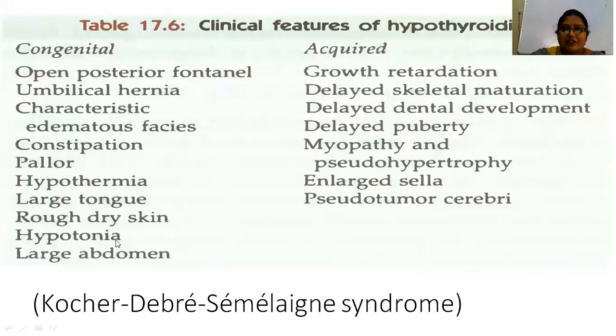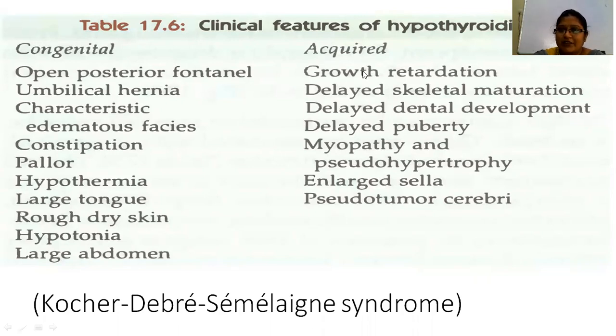Okay. Why is jaundice there? Prolonged physiological jaundice is due to delayed maturation of glucuronide conjugation. Okay. And coming to the symptoms of acquired hypothyroidism, there is only growth and skeletal maturation delay.